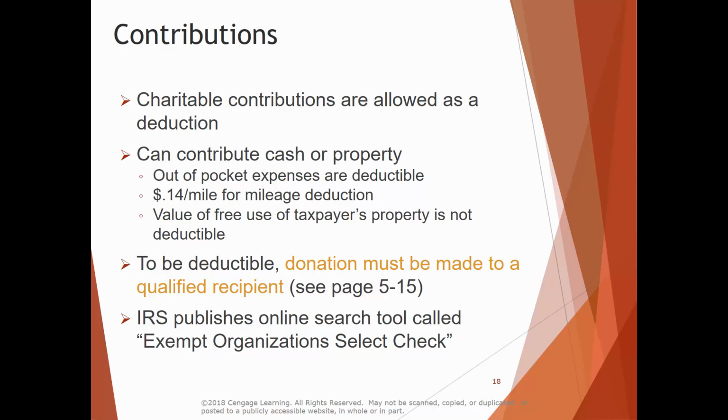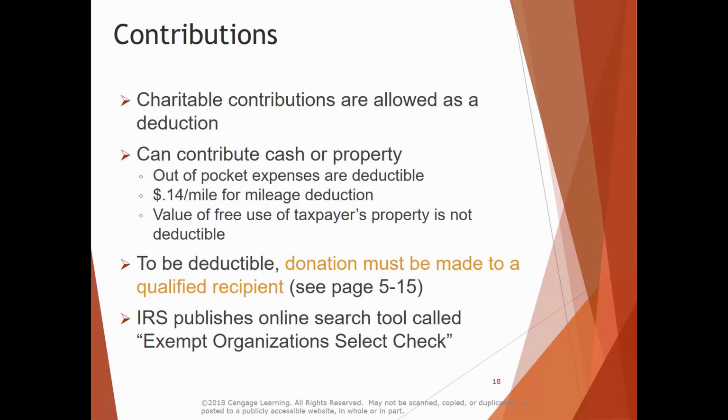Okay, charity. Charity is allowed as a deduction. You can contribute cash, you can contribute property. If you drive on behalf of charity, I had a little sister for years in Big Brothers Big Sisters, and everywhere we drove together, you write off the miles. That's charitable contributions. Or if you drive for Meals on Wheels or whatever you drive for charity, you get 14 cents a mile.